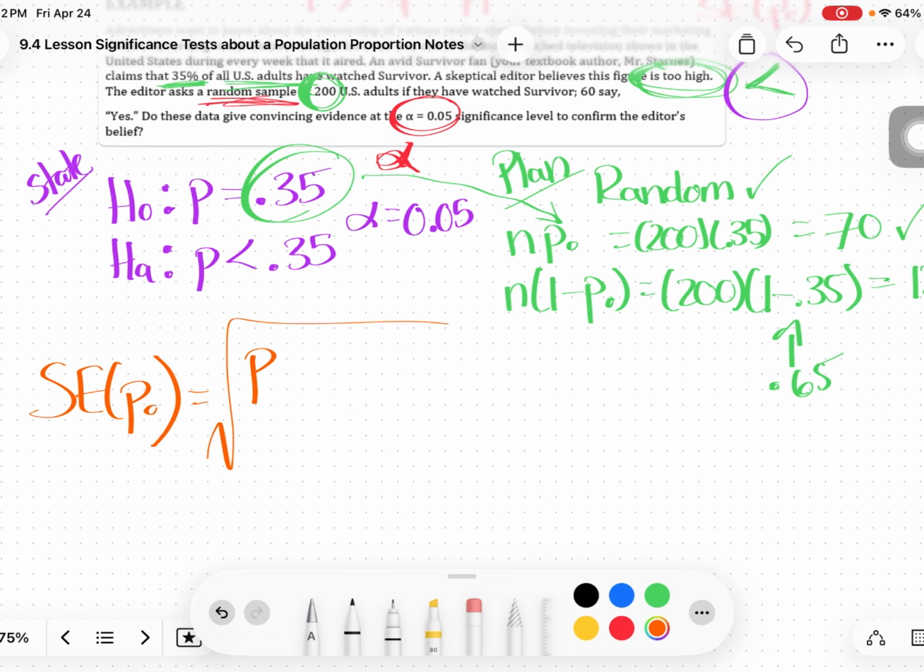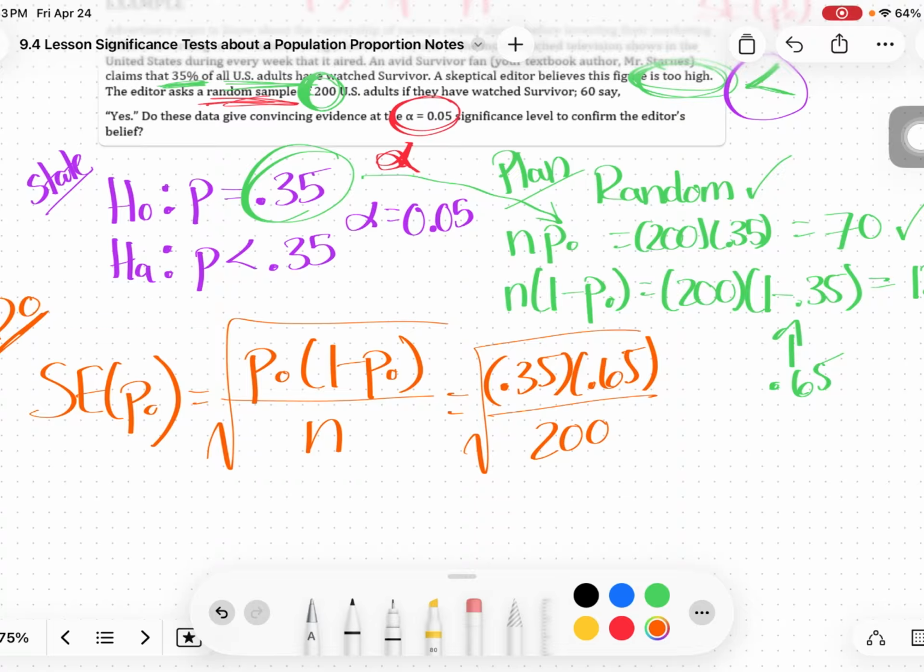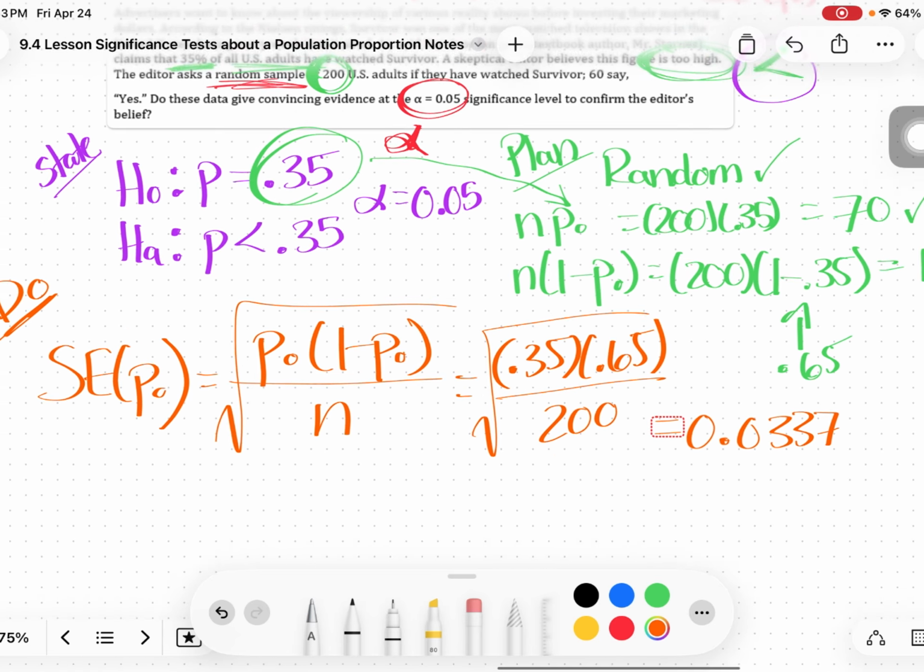So we need to calculate our standard error by plugging in that p0, 1 minus p0, and n. So we have 0.35 times 0.65 over 200. And this is our do process. And so we get a standard error of something close to 0.0337. That's going to help us calculate a z.